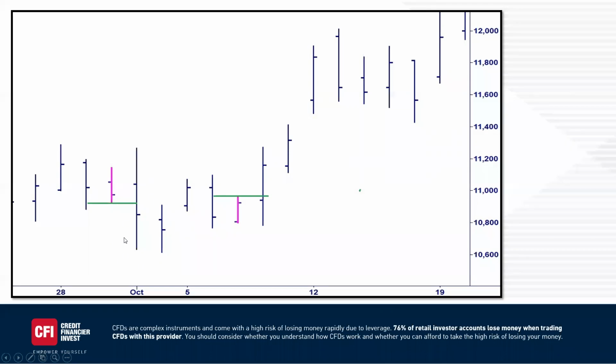Okay, so then after this move, the market bounces, pulls back, and we're essentially stuck in a bit of a range. Then this inside bar forms here. Then the sellers come in, they have a go at the inside bar.